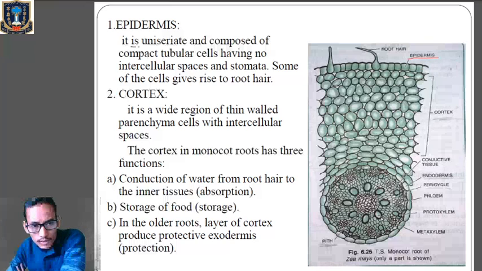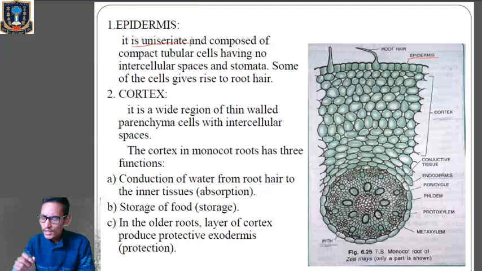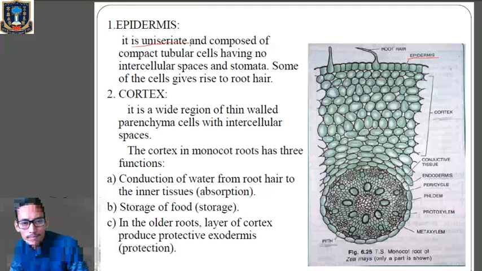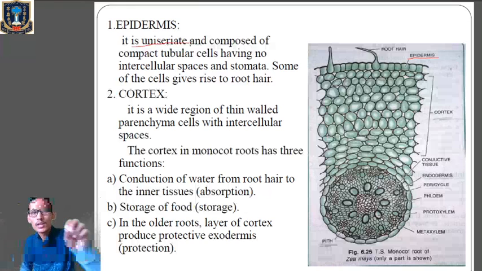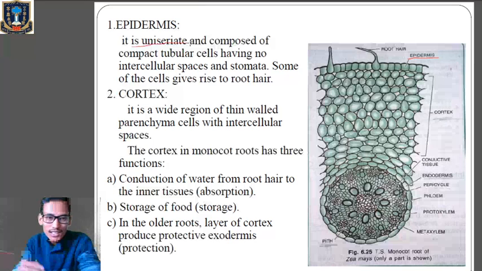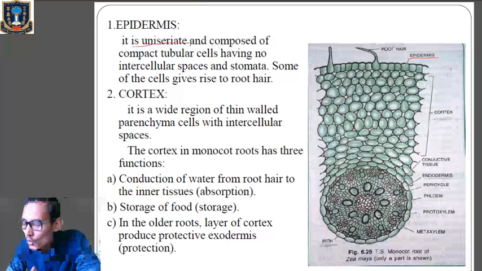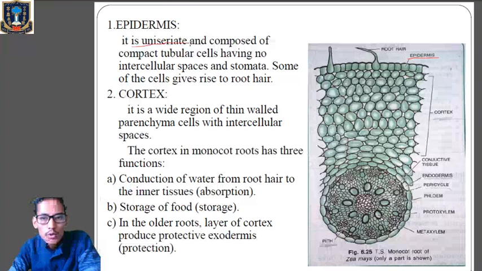It is said that it is uniseriate. Now what does uniseriate mean? Write down the meaning. Uniseriate means, uni means one, so it is single layered. So it is called uniseriate. It is single layered and also composed of tubular cells having no intercellular spaces and no stomata. So here also we don't find intercellular spaces in the epidermis, in the outermost part of the root.